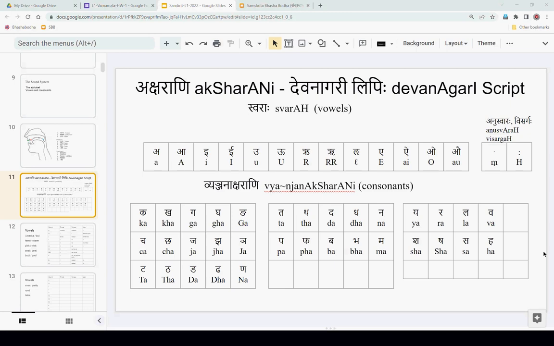Then Visarga. Now Visarga is another sound. The sthanam for Anusvara is the nose. It's a pure nasal sound that you have to know, like we went through the sthanam of other swaras and vyanjanams. Now Visarga is a hissing sound, like ha, ha, ha. So, it's a hissing sound.